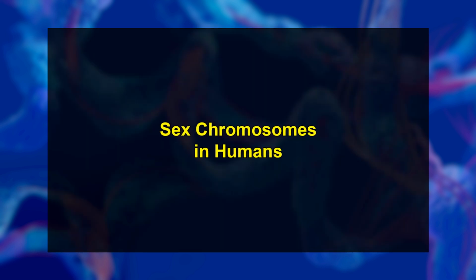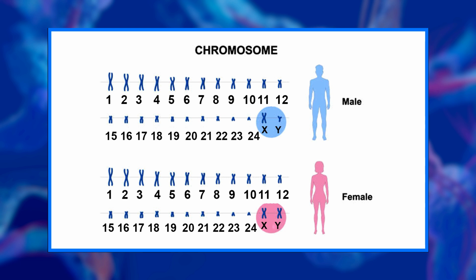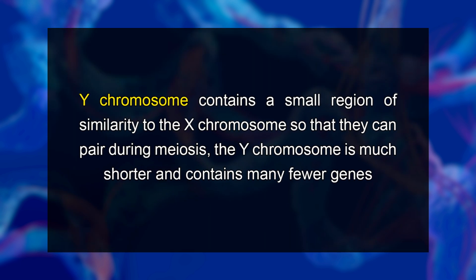Dear students, let's discuss the sex chromosomes in humans. The human X and Y chromosomes determine the biological sex of a person, with XX specifying female and XY specifying male. Although the Y chromosome contains a small region of similarity to the X chromosome so that they can pair during meiosis, the Y chromosome is much shorter and contains many fewer genes.